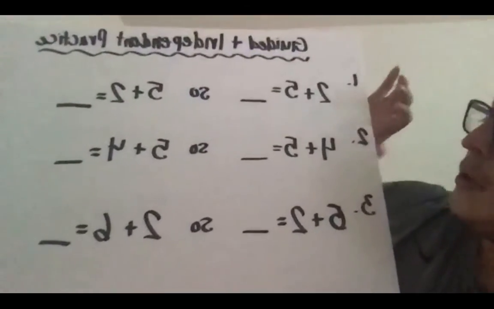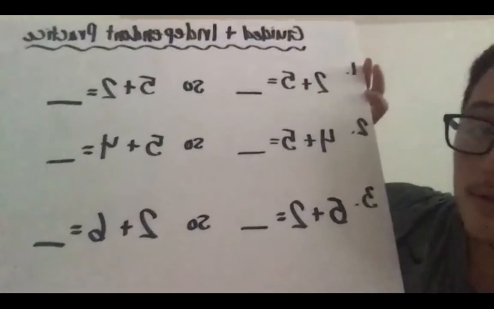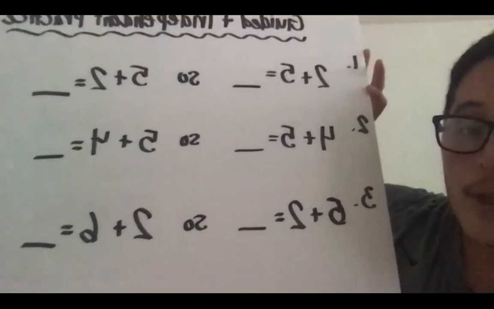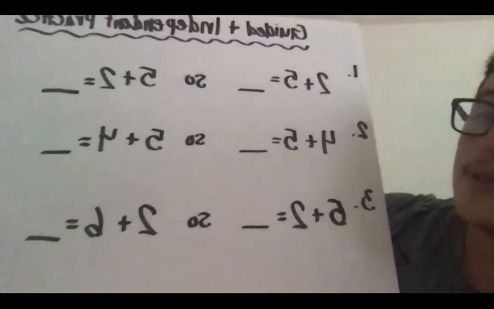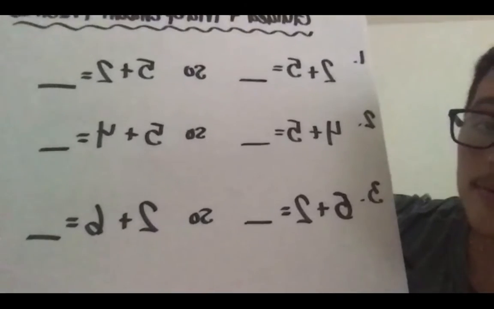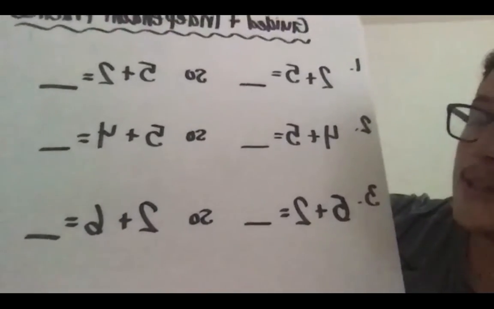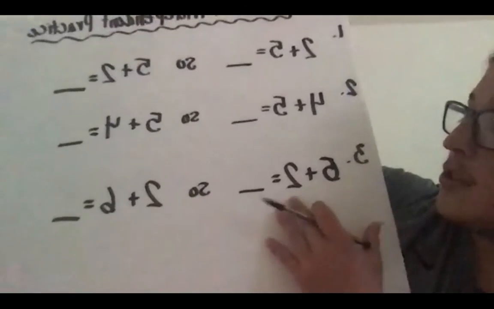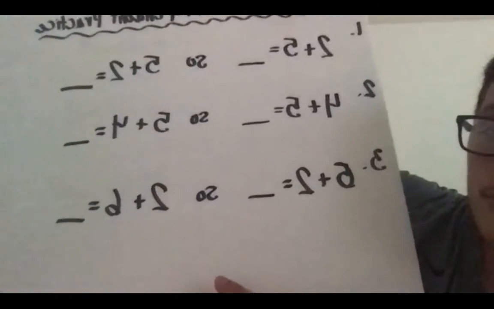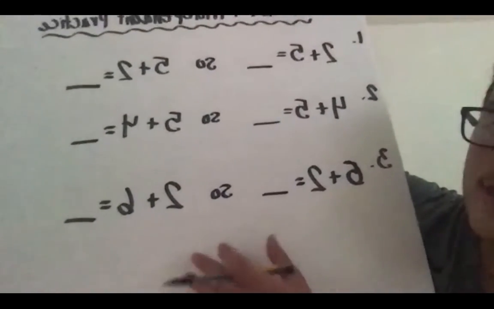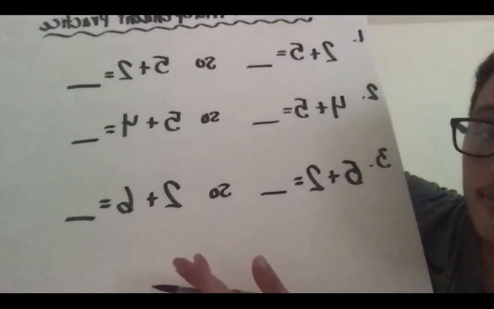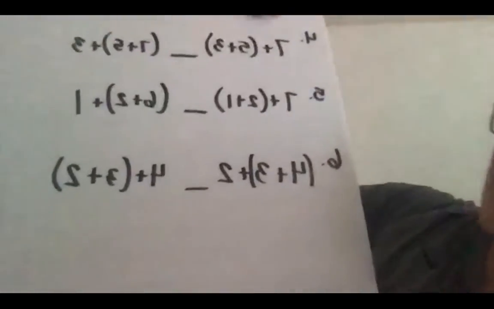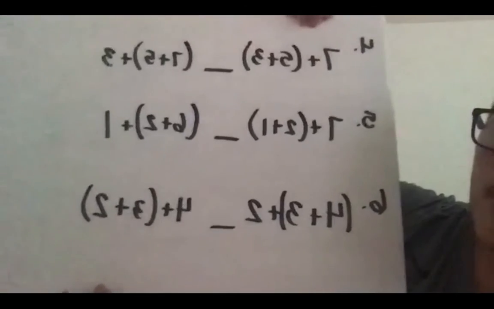Now number 2, 4 plus 5 equals what? 9. So that means 5 plus 4 also equals? 9. Exactly, good. Last one for the commutative. So we have 6 plus 2 equals what? 8. So that means 2 plus 6 equals? 8 as well. Good. You guys got this. Now this side focuses on the associative property, okay?